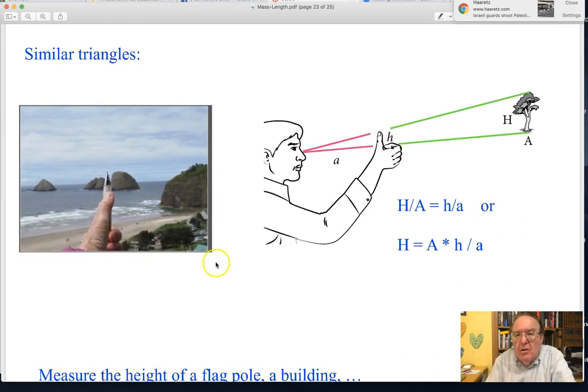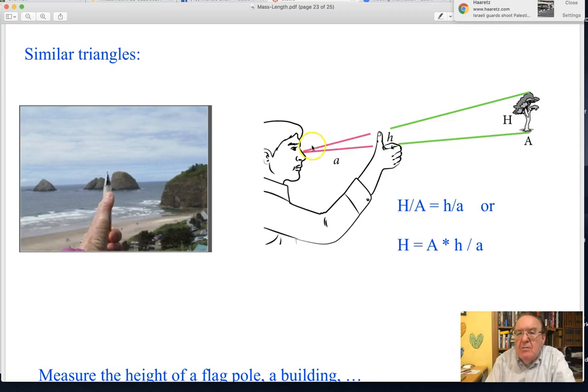Now, an artist holds up a thumb. On the photograph on the left, it's a pen. You hold up a pen, and you get the distance. You're looking at some rocks off the coast here. Or on the right, you're trying to measure the height of a tree. So by measuring the height, little h, of the thumb, you can put a ruler there instead of your thumb, and you measure capital H, which is the height of a tree far away.